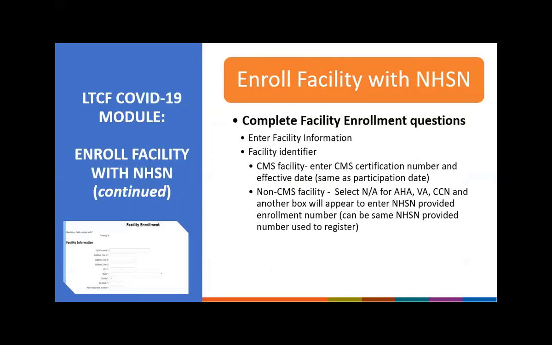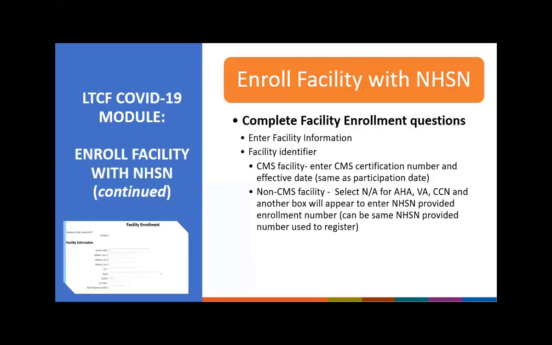And then you're going to get something similar to what I have in the blue part here. It's going to say facility enrollment. The first part is going to ask you your facility information. So your facility name, address, so forth. Be sure that you spell your facility name correctly. And you're going to then come to the next section, which is going to be facility identifier.